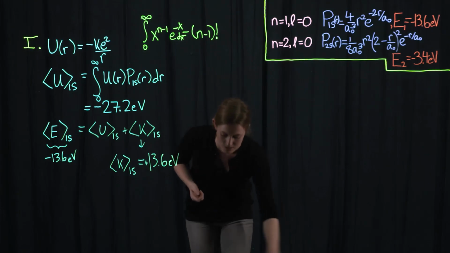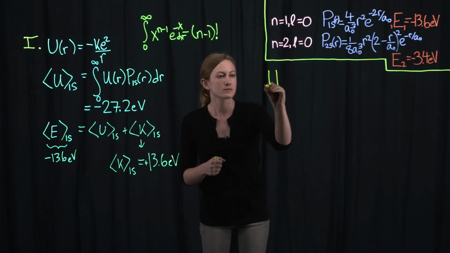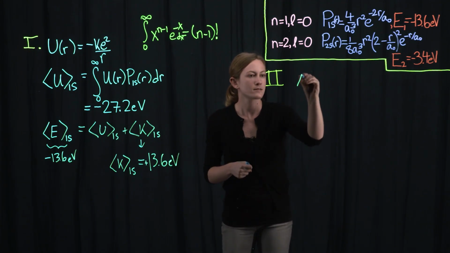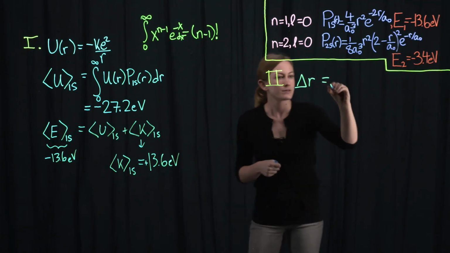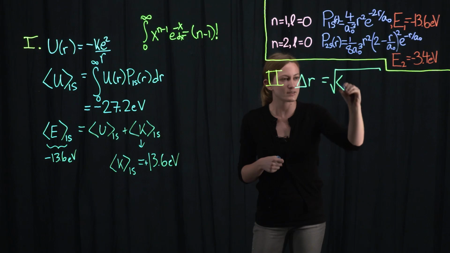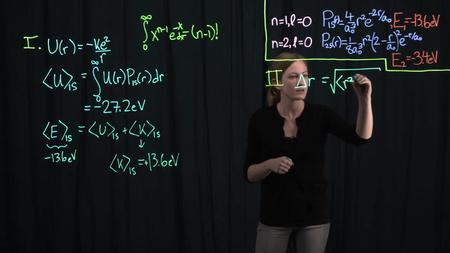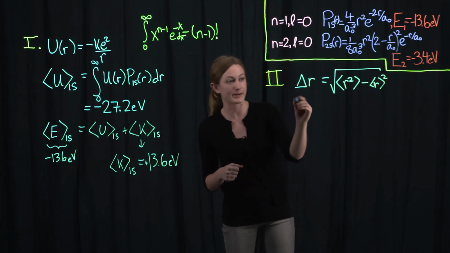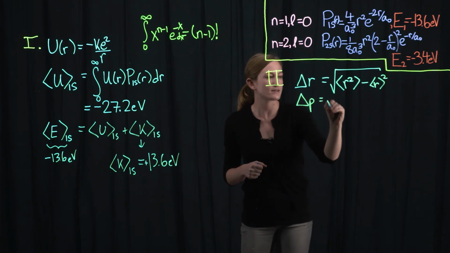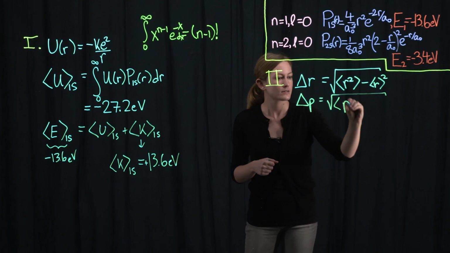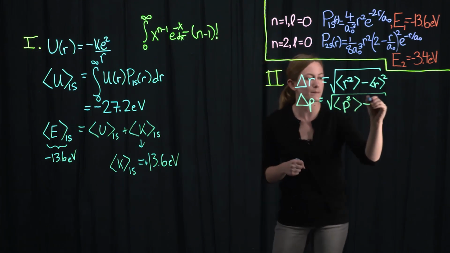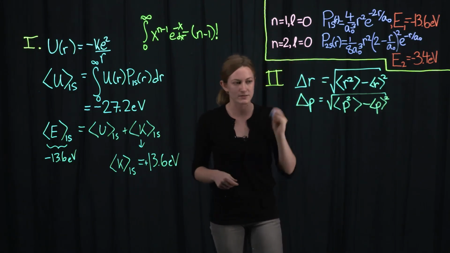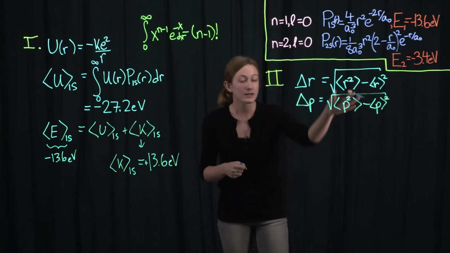Okay, so let's move on to part 2. In part 2, we want to compute the uncertainties delta R, which, remember, is given by the square root of the expectation value of R squared minus the expectation value of R, squared, and same thing for delta P. Delta P equals the root of the expectation value of P squared minus the expectation value of P, squared. And we want to compute these in the ground state. So we're going to have to do some integrals.